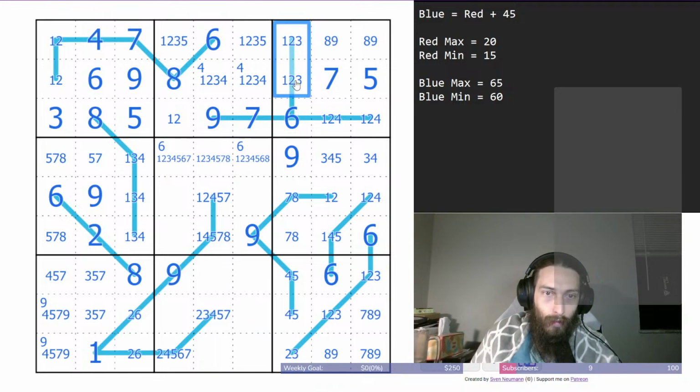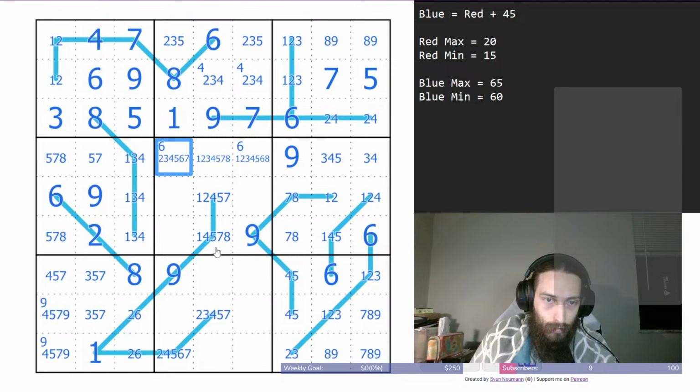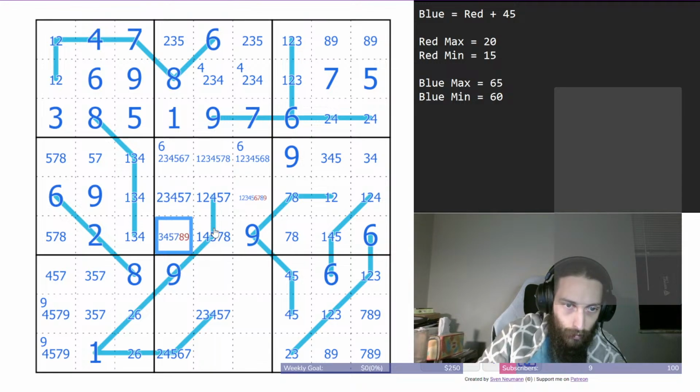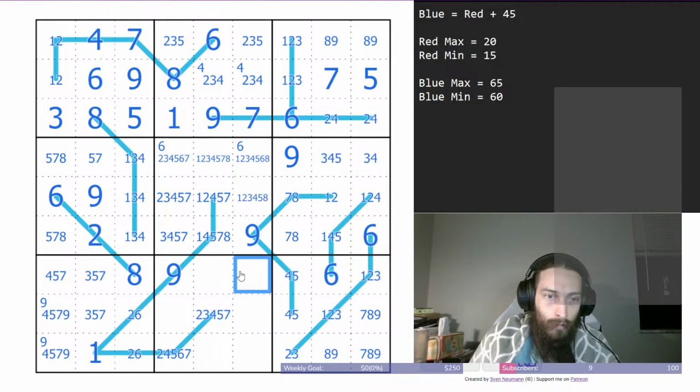Oh, this being 2 or 3 means this has to have the 1s. The 1's out of there, so this is 1. Oh, right. These are pretty restricted. 1, 6, 8, 9. 1, 2, 6, 8, 9. 6, 7, 9. There's a lot of digits in there still, so probably not.